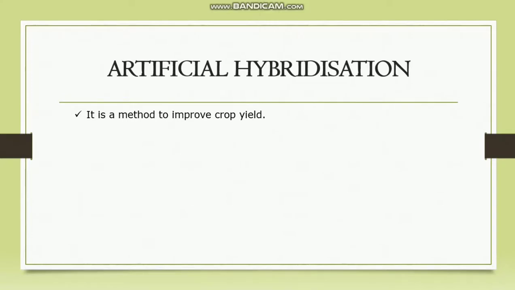It is a method, an approach used for crop improvement programs. Our next topic is artificial hybridization. This can also be said as artificial cross-pollination carried out by agriculturists to obtain the desired hybrid. Artificial hybridization is one of the major approaches of crop improvement programs.